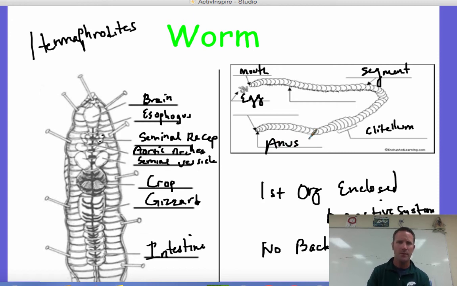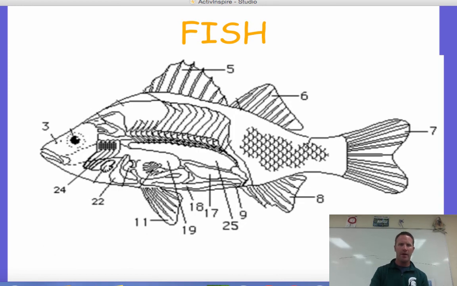So that's worms. Okay, fish. So we looked at fish a little bit different. Fish was different because they're not a terrestrial animal, they're an aquatic organism. And fish were different because they had a backbone, which makes them a vertebrate. And fish have lots of advanced features for living in the water.